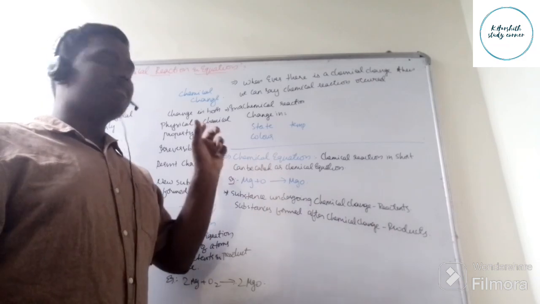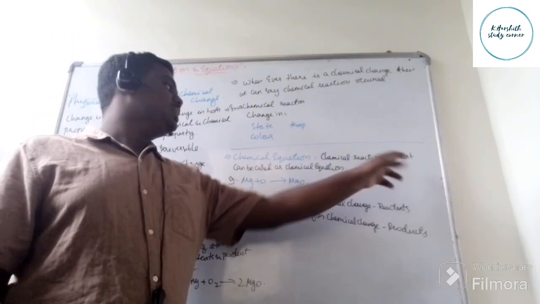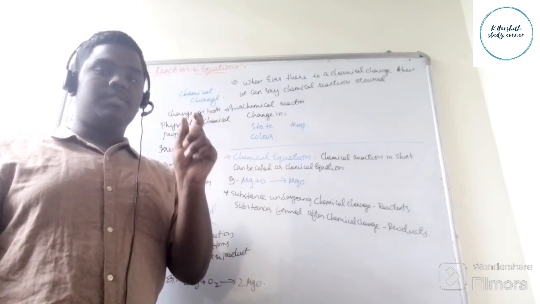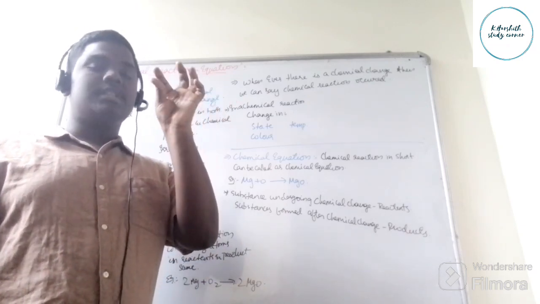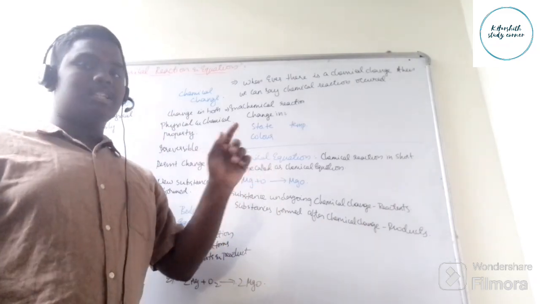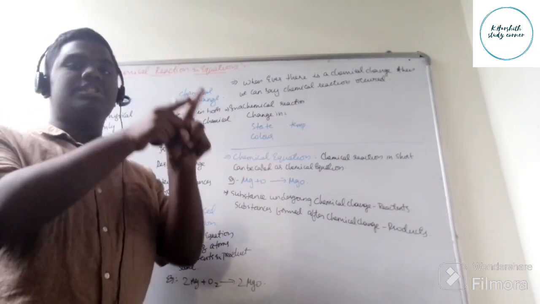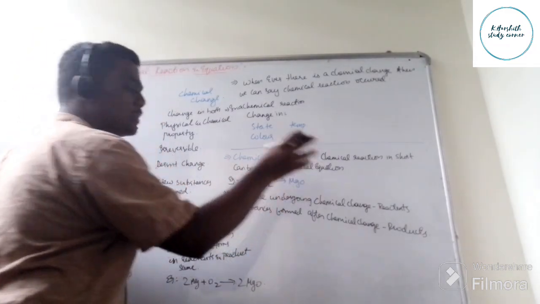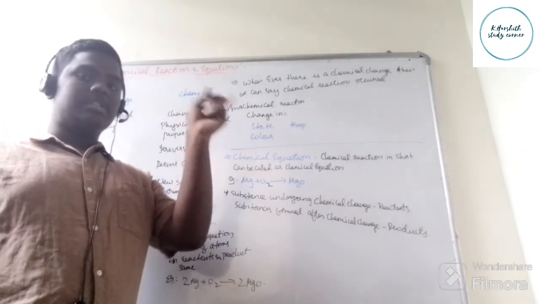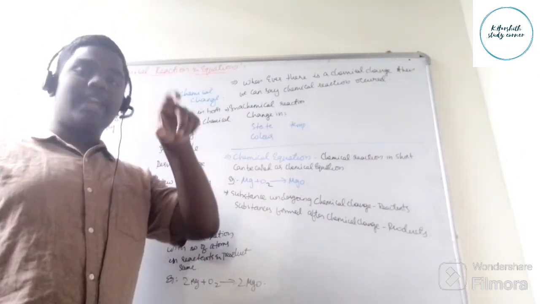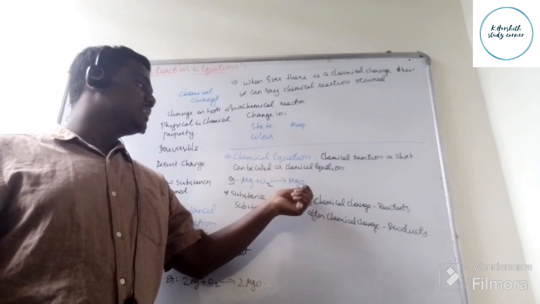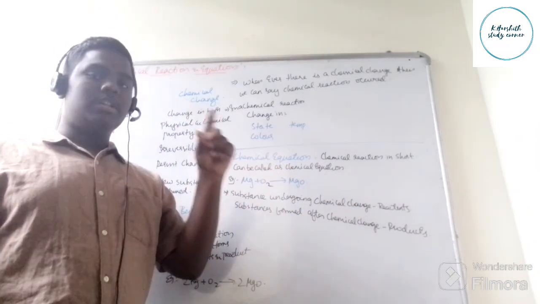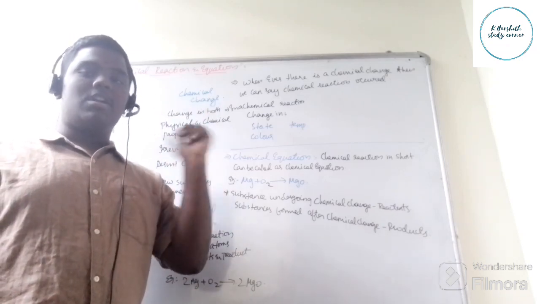Okay, now what is the chemical equation? A chemical reaction in short can be called a chemical equation, or we can even say the representation of the chemical reaction in a symbolic form is called a chemical equation. Suppose I say magnesium is reacting with oxygen to form magnesium oxide. Instead of saying this, I can simply say Mg plus O2 gives MgO. So magnesium plus oxygen gives magnesium oxide is a chemical reaction, while Mg plus O2 gives rise to MgO is a chemical equation. What's the difference? We are using symbols. So the symbolic representation of a chemical reaction can be called a chemical equation.